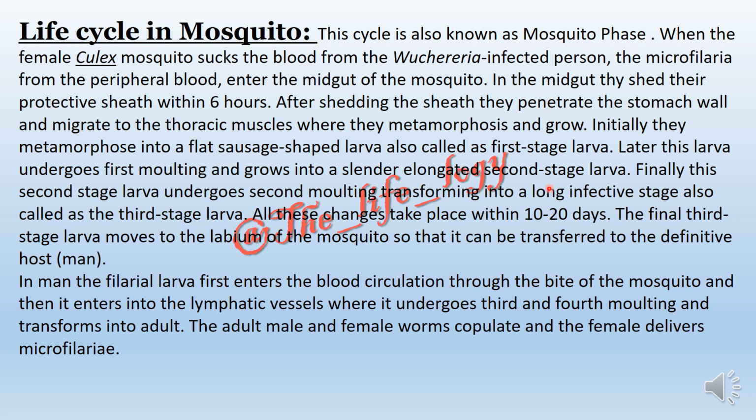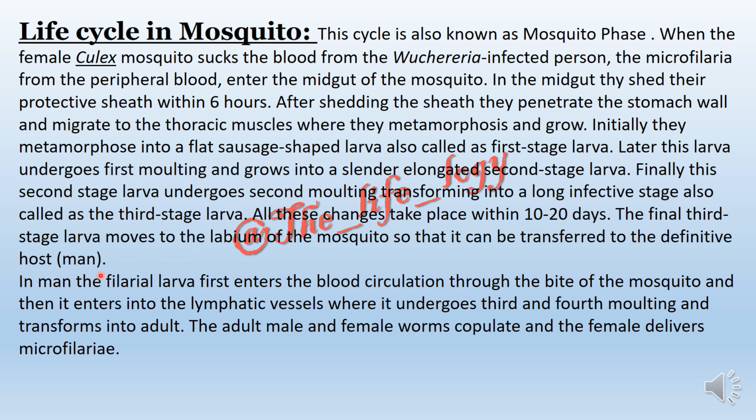Then the second stage larva undergoes second molting, transforming into a long infective stage, also called third stage larva. All these changes take place within 10 to 20 days. So it requires around 10 to 20 days. The final third stage larva moves to the labium of the mosquito so that it can be transferred to the definitive host, man.